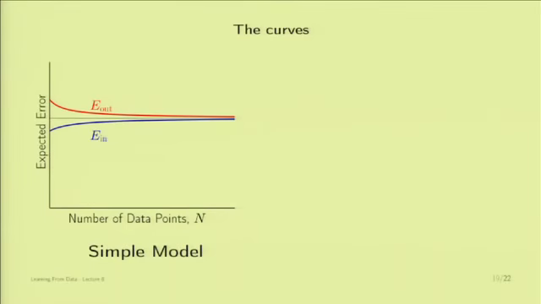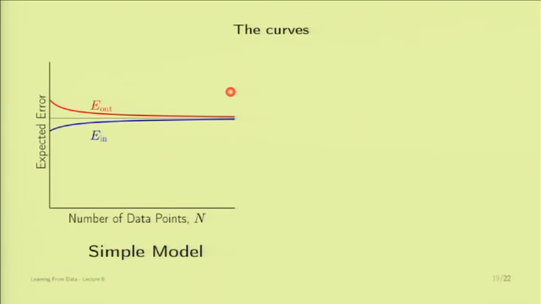Okay. So let's take a simple model first. Because it's a simple model, it does not approximate your target function well. The best out-of-sample error you can do is pretty high. When you learn, the in-sample will be very close to the out-of-sample. So let's look first at the behavior as you increase n.